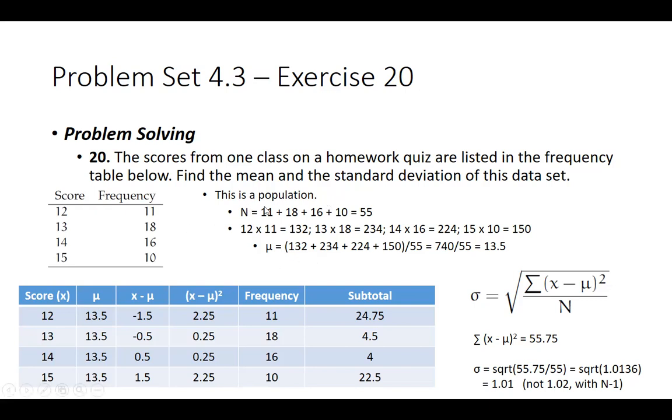To get our n, how many there are, we add up our frequencies. Because there's 11 12s, there's 18 13s, there's 16 14s, and there's 10 15s. Adding up the frequencies gives us our n. 11 plus 18 plus 16 plus 10 is 55.